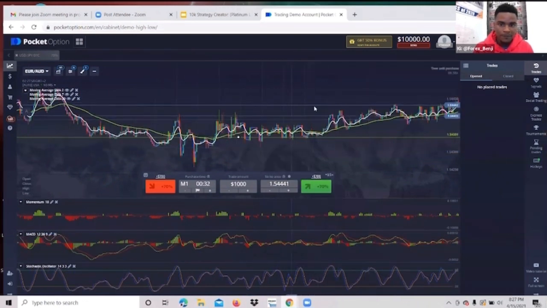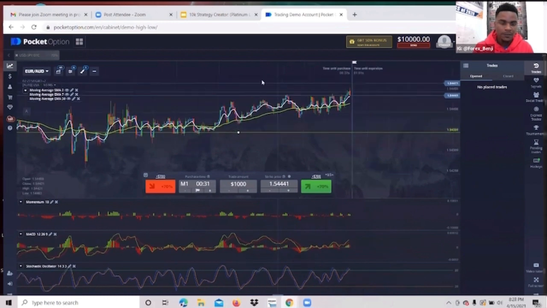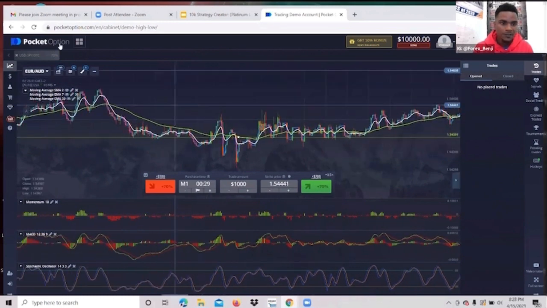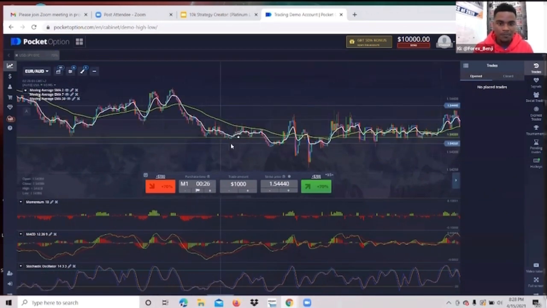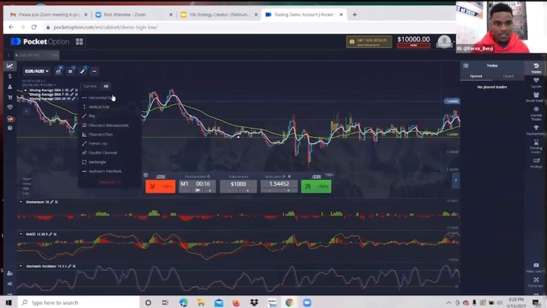All right, now we have identified our support. I want to identify our resistance. On the support, you should get 2 or more taps for it to be identified as a support, and 2 or more taps for it to be identified as a resistance.